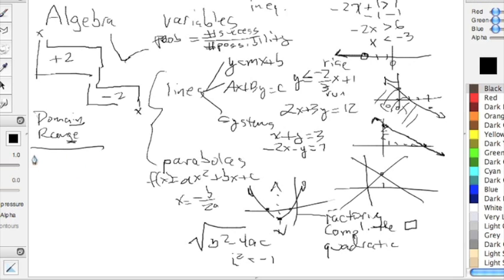And then you probably went into other functions like the exponential function. There was growth and decay, and the inverse of an exponential function was the log function.